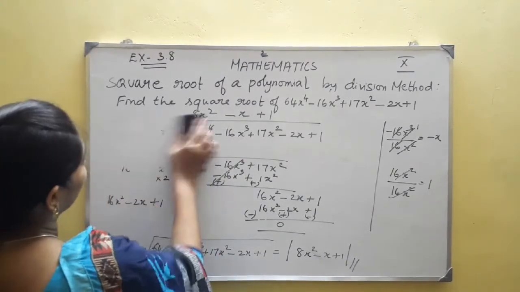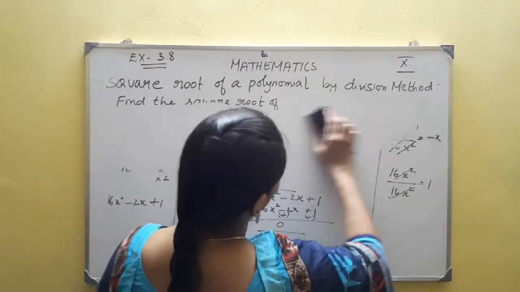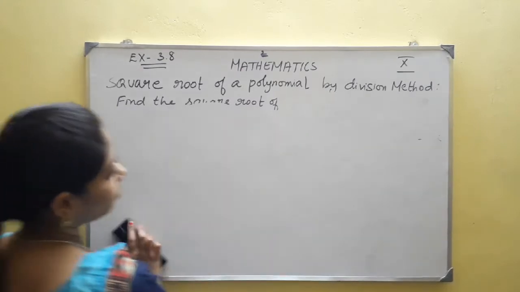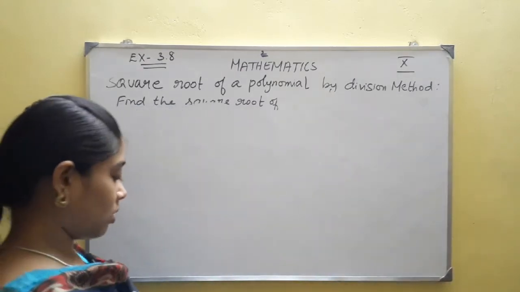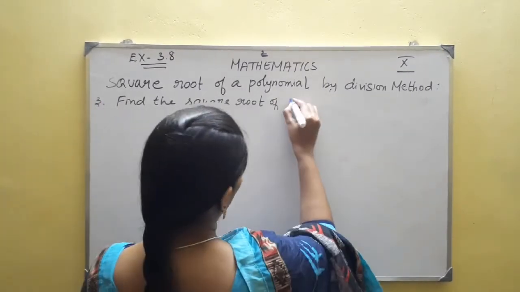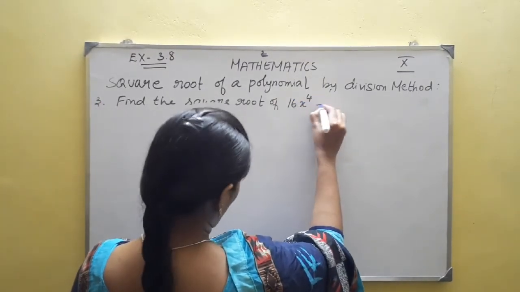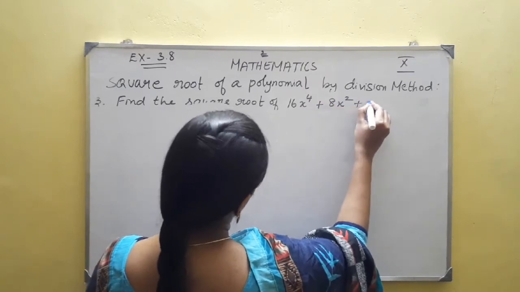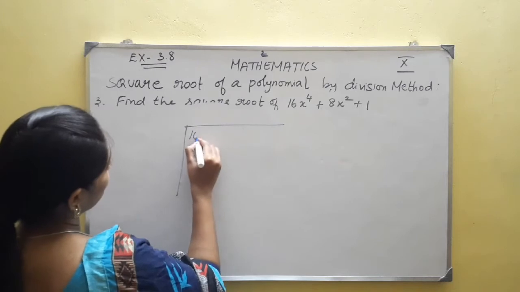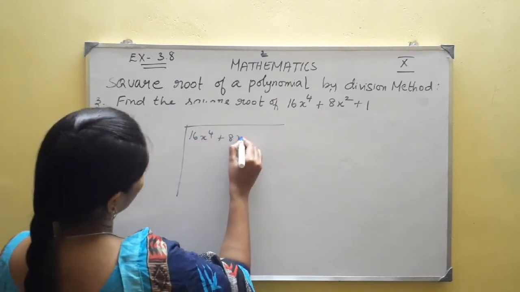Now third problem. So third problem, find the square root of 16x power 4 plus 8x square plus 1.